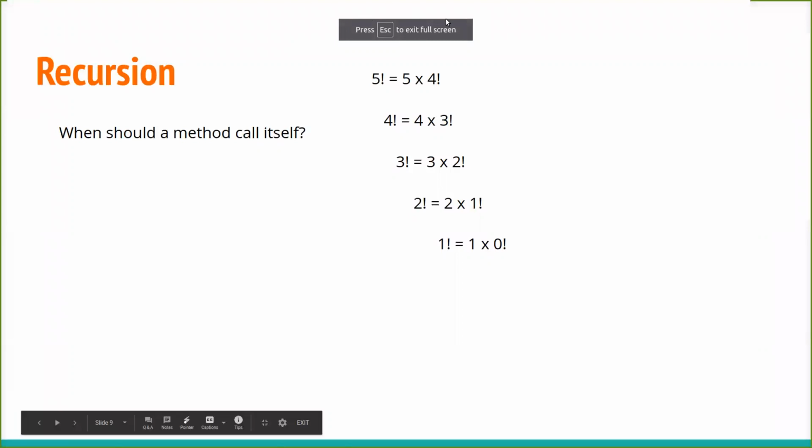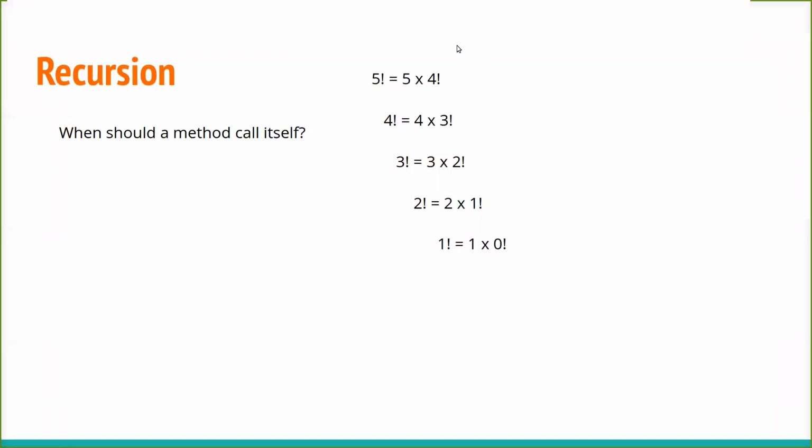Make this full screen. So when we want to calculate 5 factorial, an intuitive way to do it is to say that we're given the number 5 and we're asked to calculate 5 factorial. So we take 5 and multiply it by whatever 4 factorial is. We just have to go and calculate 4 factorial, which might be easier. How do we calculate 4 factorial? Well, we take the number 4 and multiply it by 3 factorial.